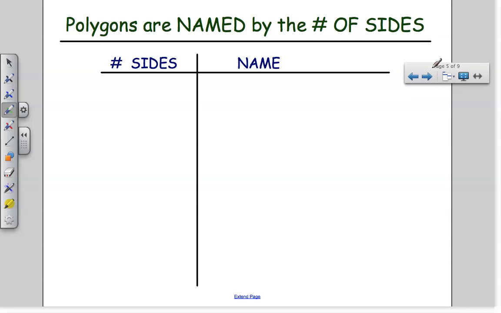Alright, naming is important. We're talking about the names of polygons, and we name polygons by the number of sides. To actually even be a polygon, 2 sides is an angle, 3 sides is the first and lowest number of sides that we can have on a polygon. And you should know that any 3-sided polygon is called a triangle.